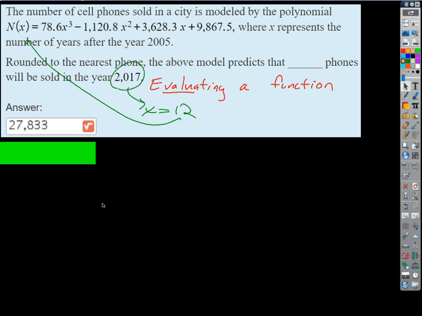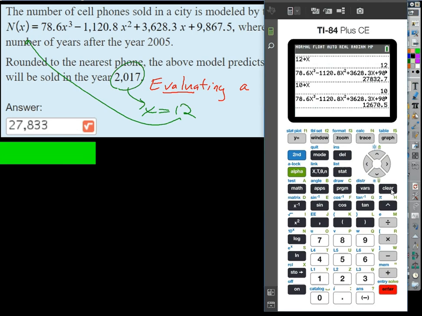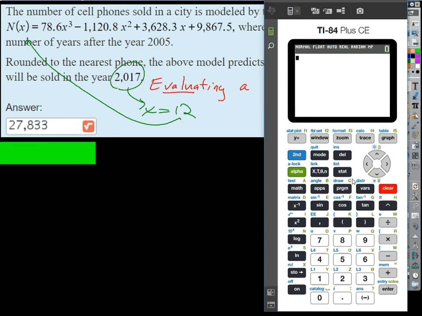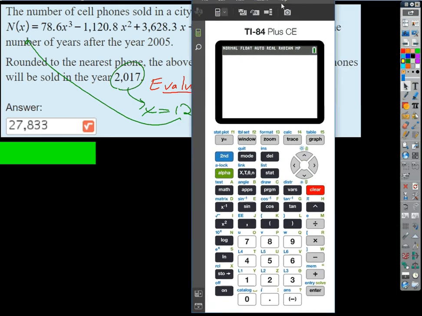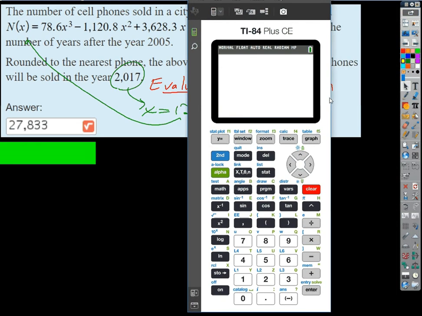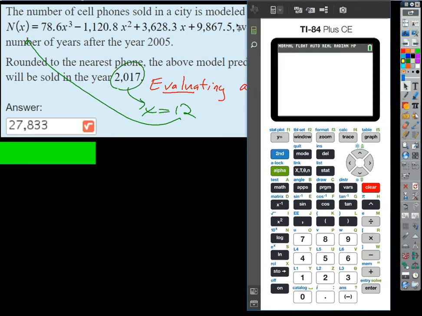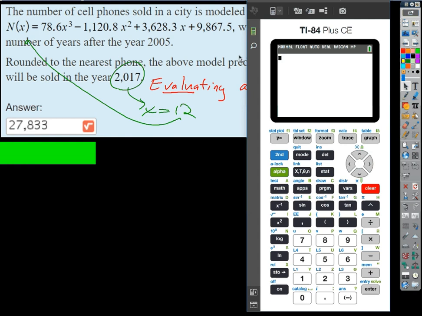Pretty good, huh? Desmos is really easy to use. We could use a graphing calculator for this also, and I'll show you how you do that. There's a way you can do essentially the same thing on a graphing calculator. On a TI-84, I'm going to enter the function just like I did on Desmos. I can't set n of x equal to it, though. I have to just enter the expression.